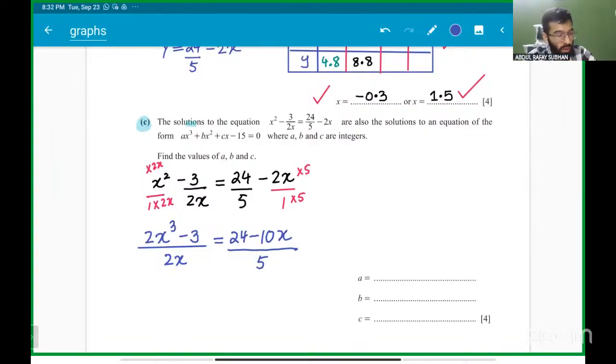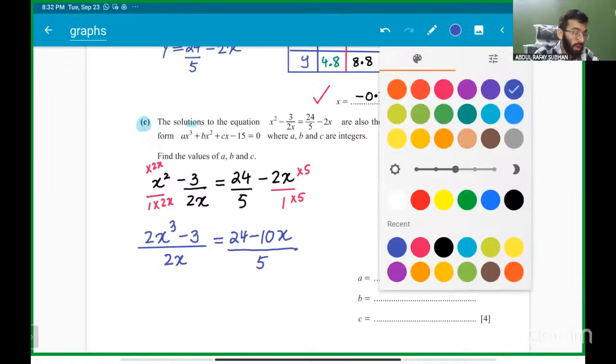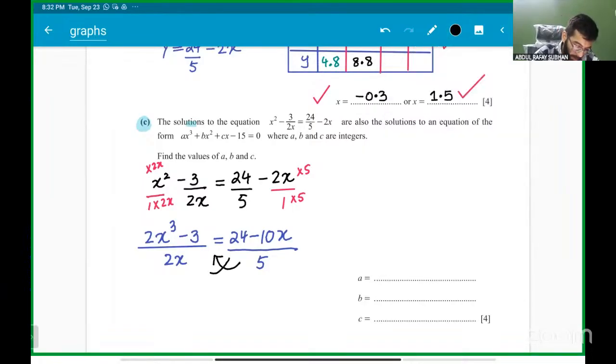Everyone got it? Understood? So we can multiply, and it will be: 5 2s are 10x cube, minus 5 3s are 15, and 24 2s are 48x, minus 10 2s are 20x square. Okay, so here we go.